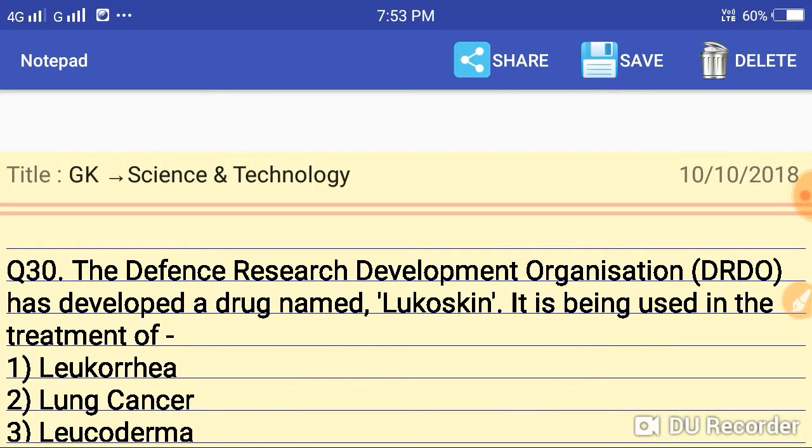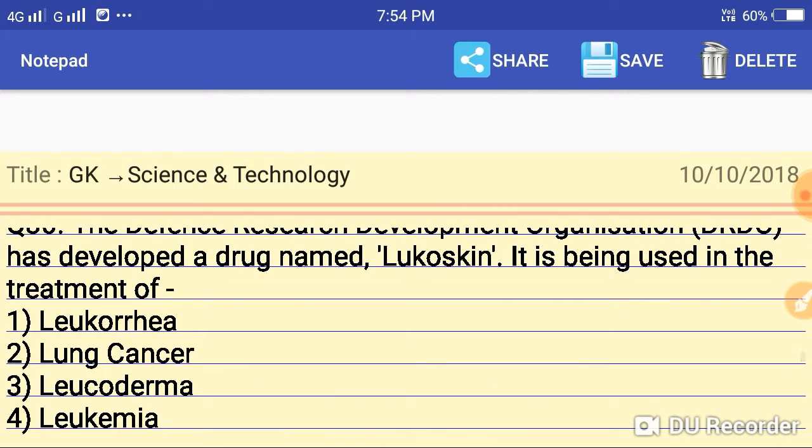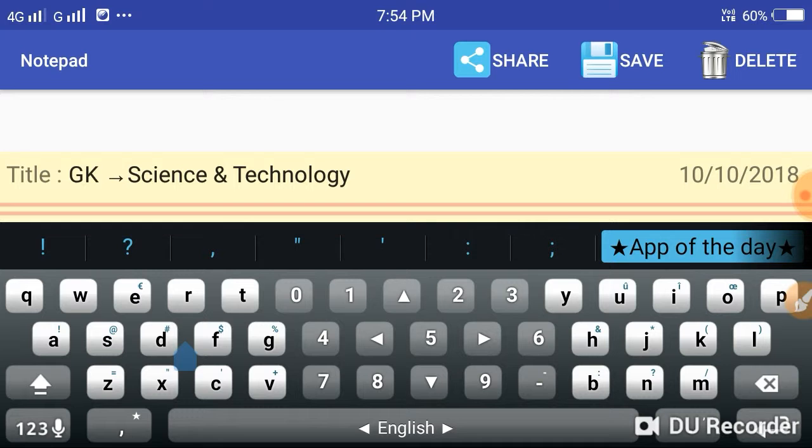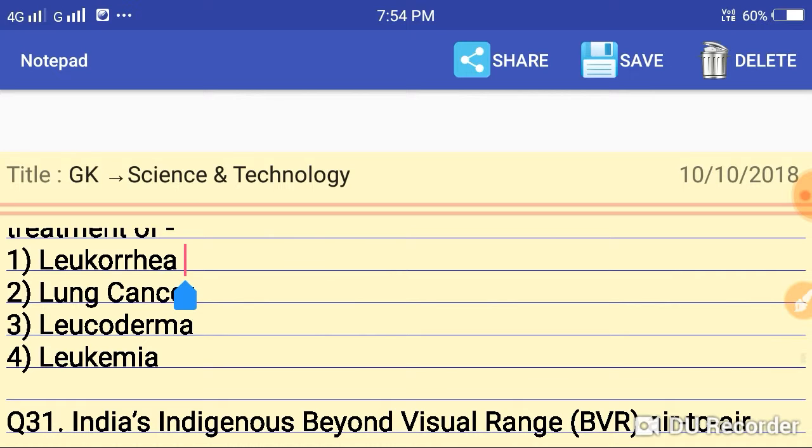The Defense Research and Development Organisation, DRDO, has developed a drug named Leukoxine. It is being used in the treatment of. So question number 30, right answer is option 3, leukoderma. Sorry. Option 3 is the right answer. Next question.